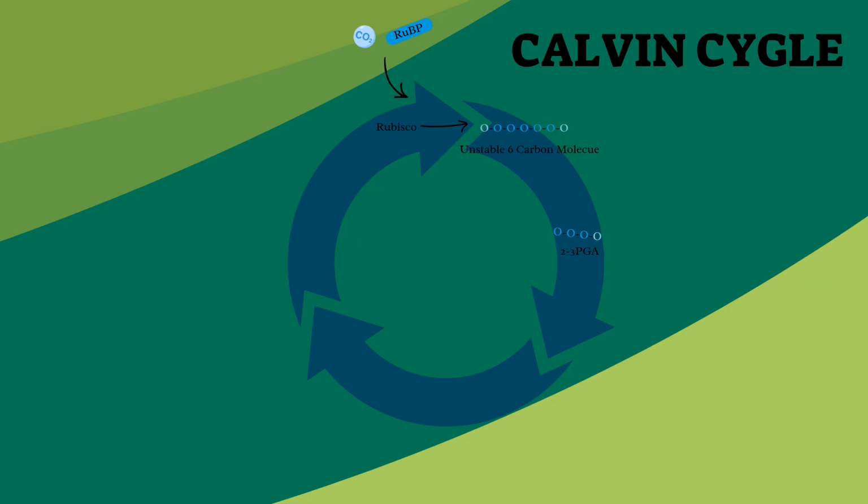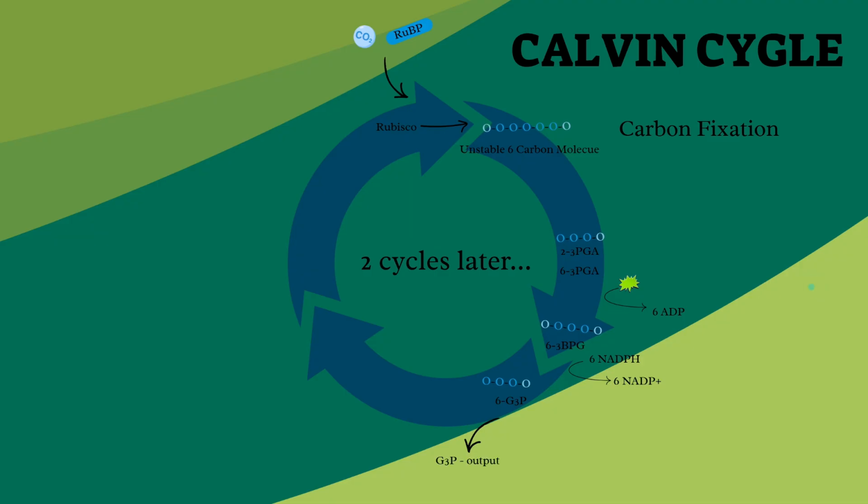After 2 more cycles of this, we save up 6 3-PGAs, where 6 ATP then give them energy to get 6 BPG. NADPH then gives these BPGs electrons to turn them into 6 G3Ps. One molecule of these is set to the side while the other goes through regeneration, thus concluding reduction.